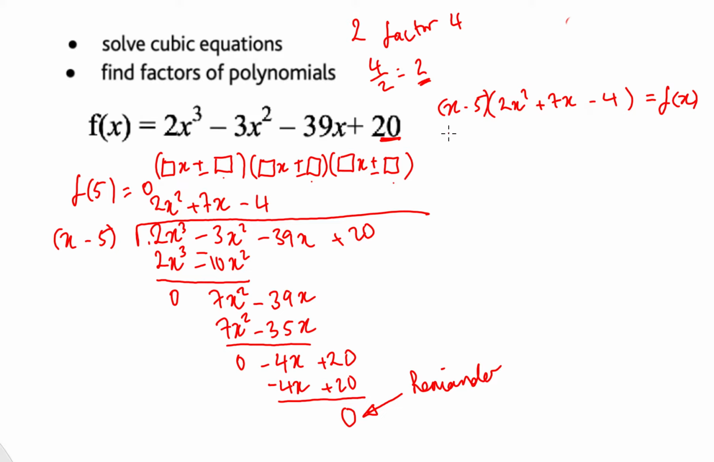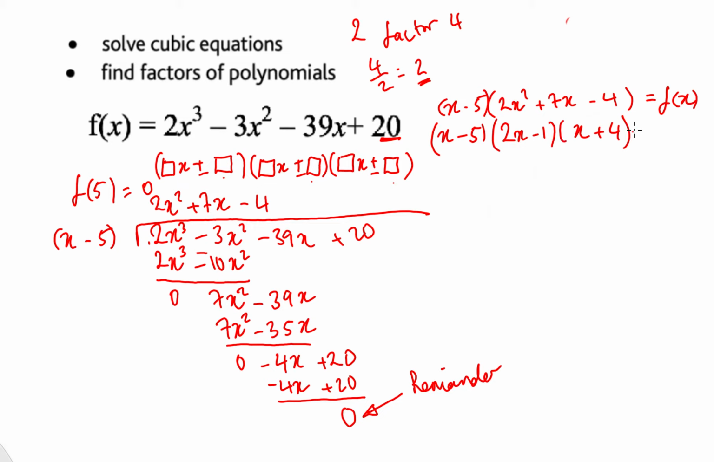It factorizes into two numbers that multiply to get minus 8 and add to get 7, which is going to be 8 and minus 1. So it is going to be 2x minus 1, x plus 4, x minus 5. Okay, and now that's fully factorized.